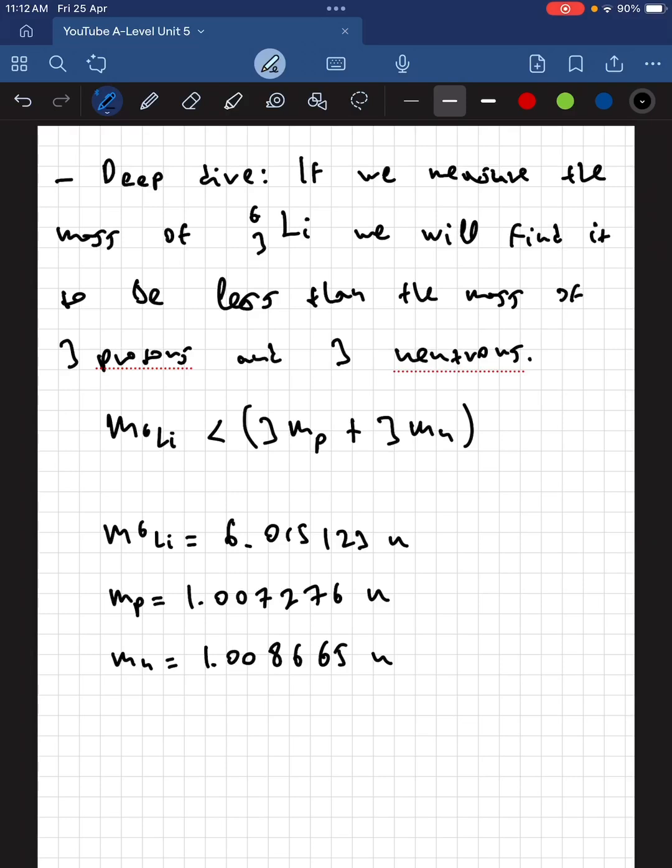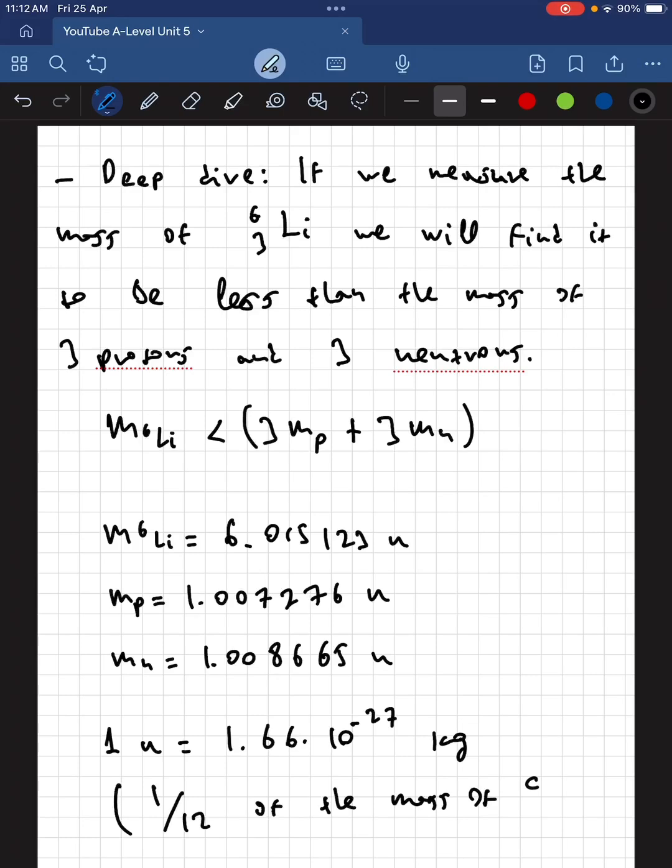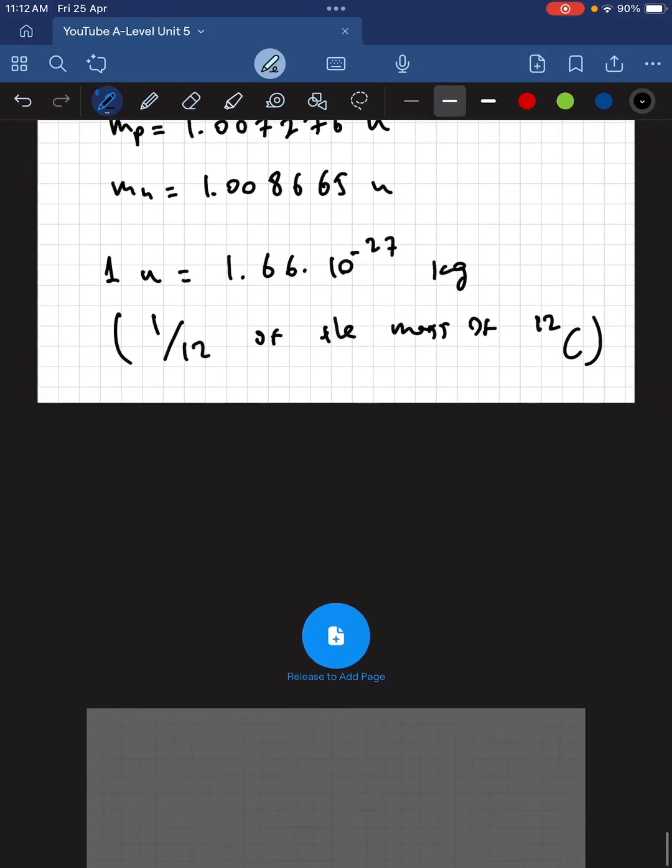Now, you don't have to memorize these masses. In problems, they will be given to you. And I owe you the definition of what 1 U is. One atomic mass unit, as mentioned in the video about ideal gases, is 1.66 times 10 to the negative 27 kilograms. And it was defined as 1/12 of the mass of carbon-12. And I think in chemistry they call it the Dalton. I should remember this, but oh well. So, okay, let's move on.